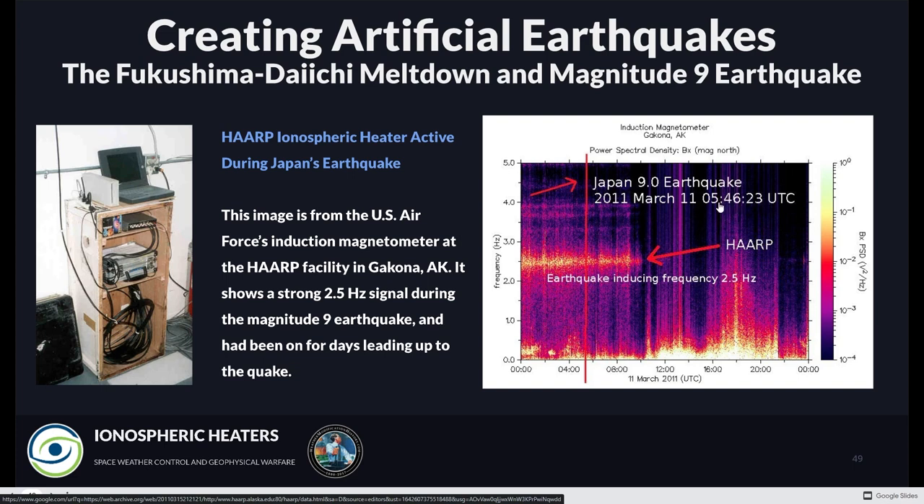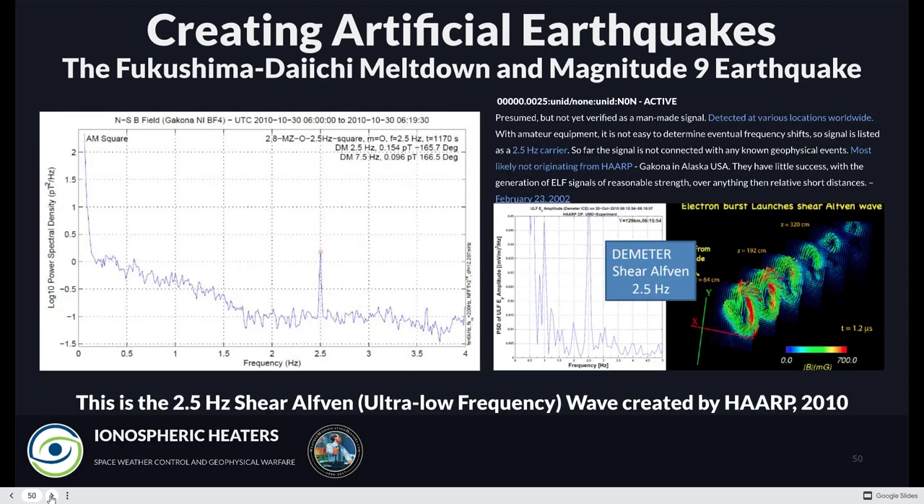And that was at 0546-23 UTC. Bam, there's your earthquake. This is a 2.5 hertz signal showing up pretty darn strong, as you can see by the color chart over here. And that's important. Earthquake inducing frequency 2.5 hertz, created by HAARP facility, possibly. Why do I say possibly? Because of this.